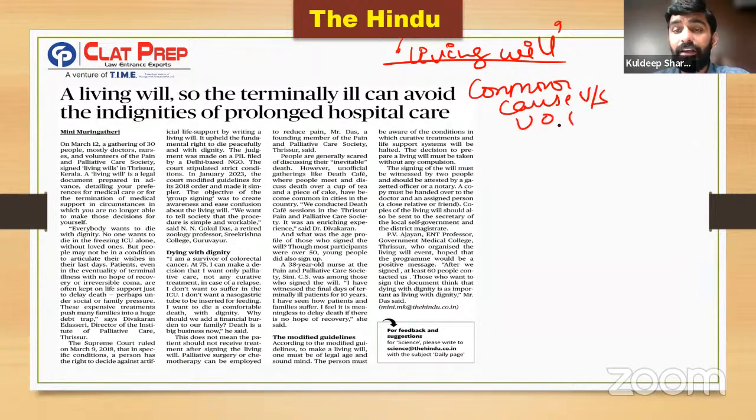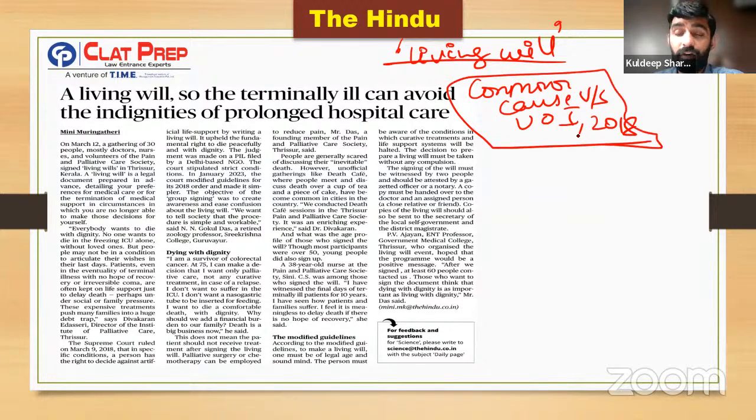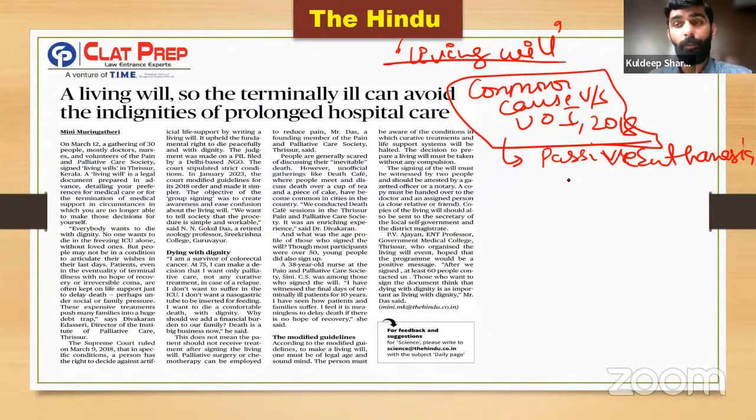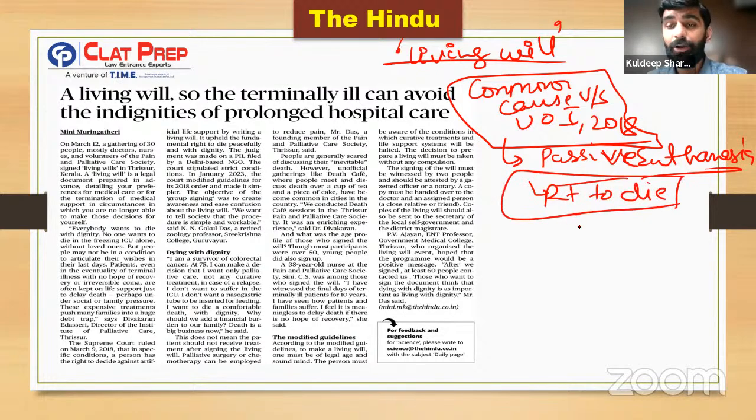Common Cause is an NGO, and there was a case, Common Cause versus Union of India, in 2018, wherein it said that although euthanasia or passive euthanasia is allowed in India, because there are no guidelines on when passive euthanasia can be allowed, there is a requirement of clarity by the Supreme Court so that this right can be properly utilized. So let's understand what euthanasia is. Euthanasia, in other words, would mean the right to die or the right to assisted suicide.